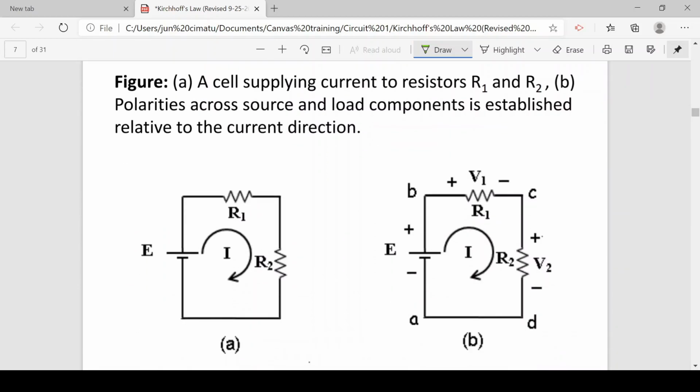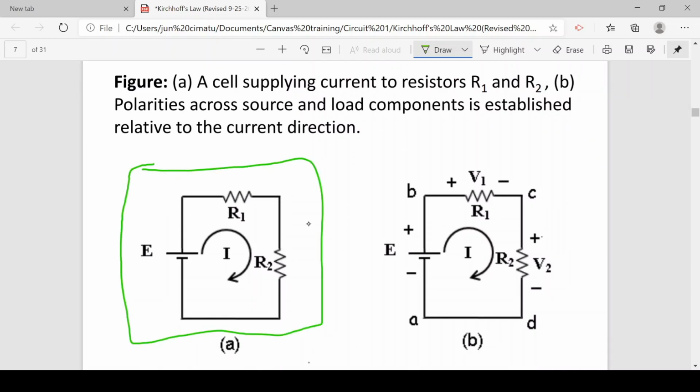Let us consider this circuit having one loop. This is one loop, this is a closed loop. And let us name this as A, B, C, D. This is the name of the loop. We can have a loop as A, B, C, D, A. That is a closed loop.